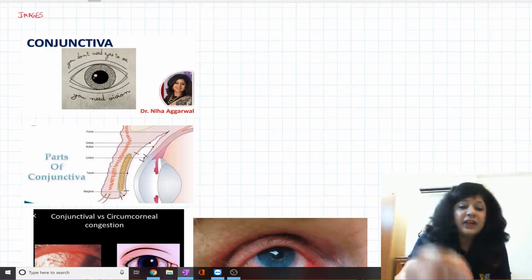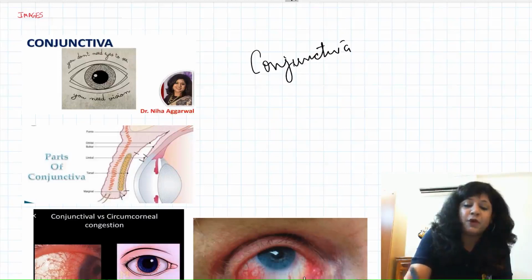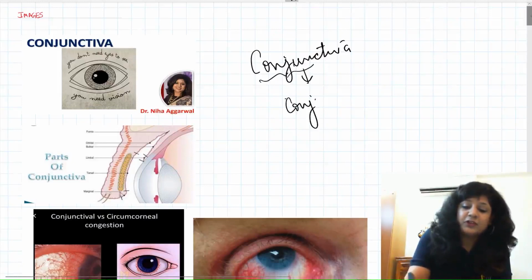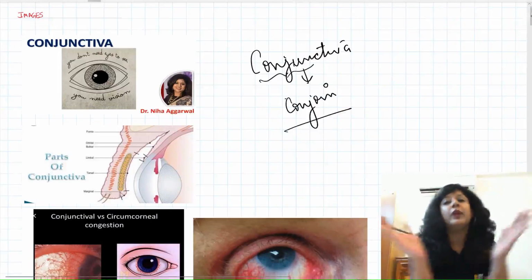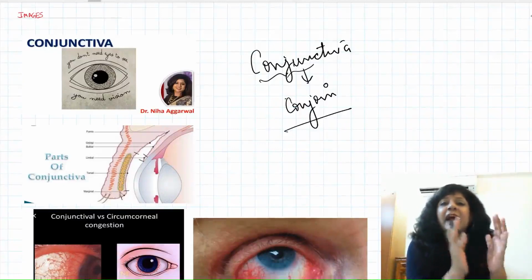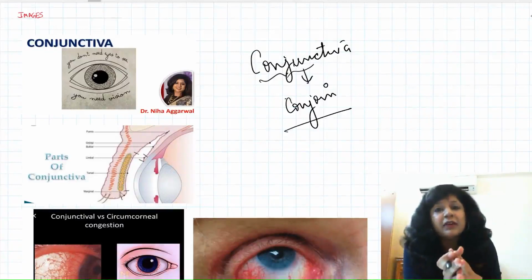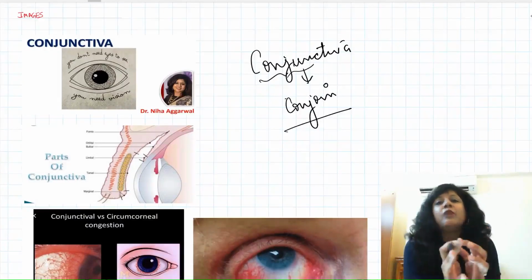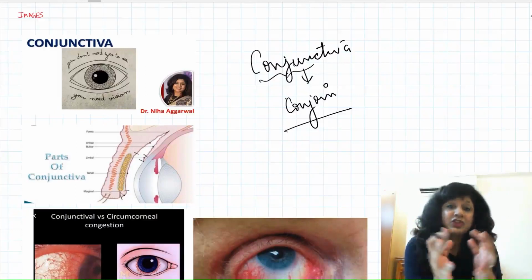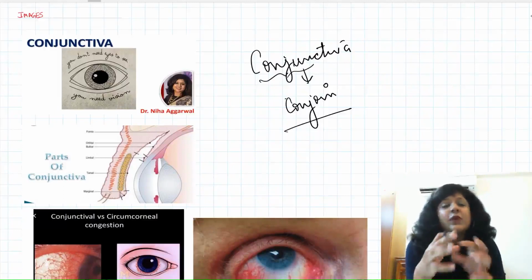So conjunctiva, what is the meaning of the word conjunctiva? The word conjunctiva is formed from conjoin. Conjoin means to join. So actually the conjunctiva joins two things. What two things? The eyelids and the eyeball. If this conjunctiva would not have been there, the eyelids and the eyeball would not be connected, and this connection is most required because for the movements they should be acting as one unit.